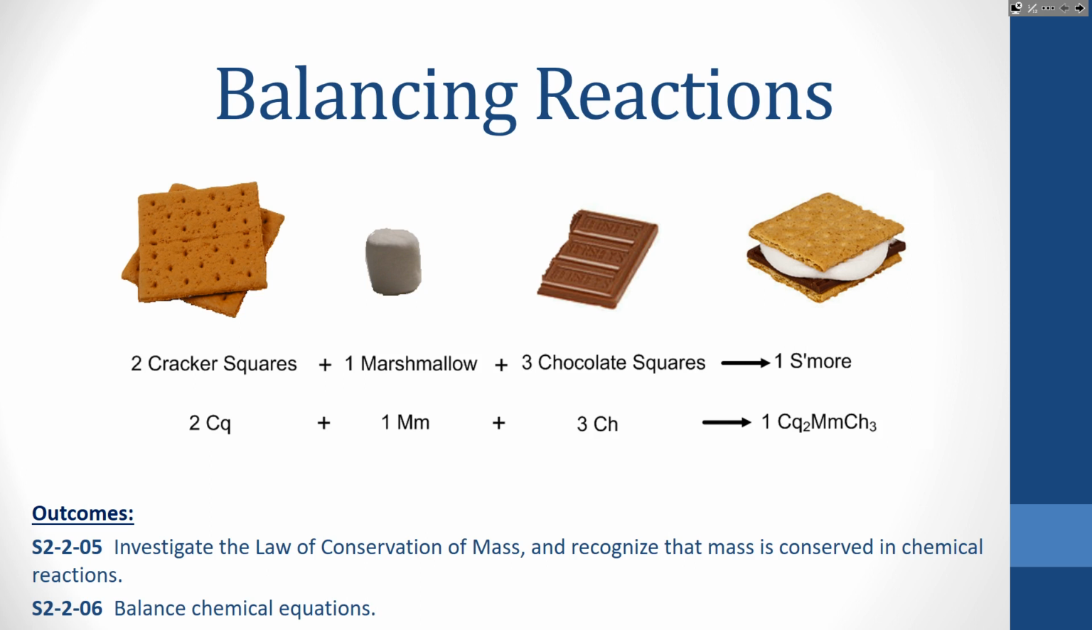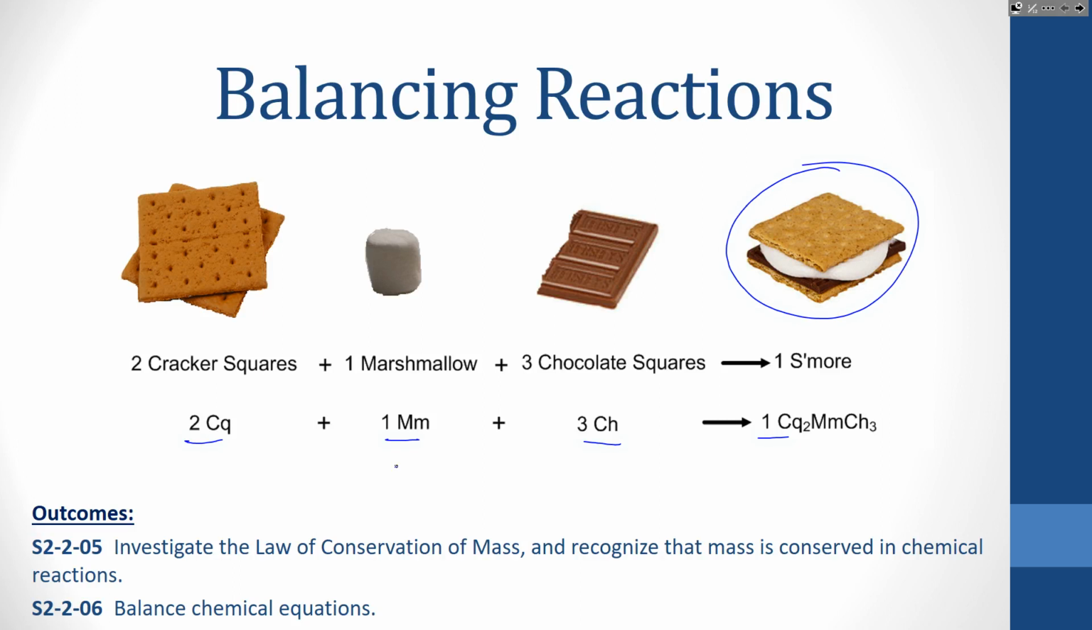So here's a recipe for some s'mores. You take 2 cracker squares and a marshmallow and some chocolate squares, and you can put them together and make a s'more. And the idea is we have a ratio of 2 to 1 to 3 to make one s'more. Now, at the end of the reaction, you still have all the parts that you started with. They're just rearranged in a different way.